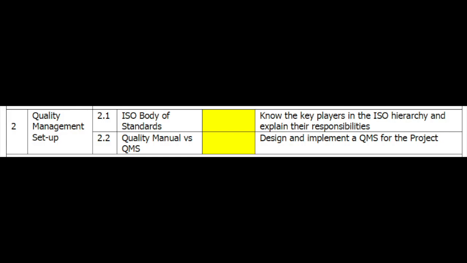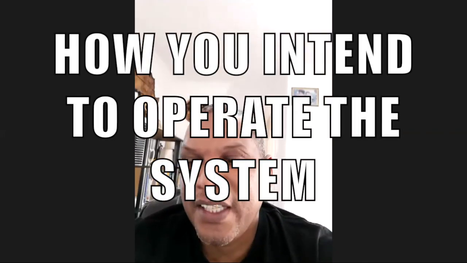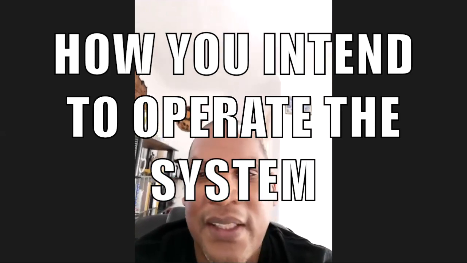Second lesson, we talk about the quality manual versus a quality management system. Now, you have to define the two. What's the difference between the two? We all understand that a quality management system has more to do with your organizational structure. It has to do with your roles and responsibilities, your procedures, your systems, your checklists, your forms, your guidelines. Then your quality manual deals with how you intend to operate the system.